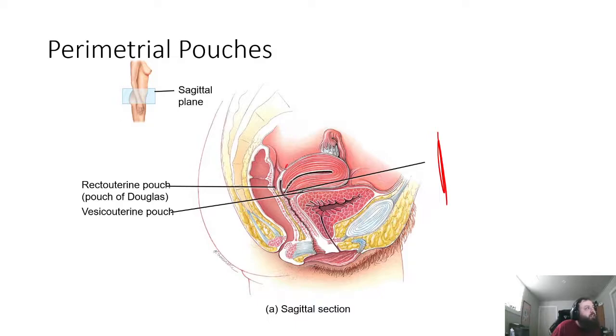So you can see the perimetrium here, and you can see anteriorly it makes this really tiny pouch down here, and that's called the vesico-uterine pouch. And posteriorly, right here, it makes a second pouch called the recto-uterine pouch. And that is the most inferior place, actually, in the pelvic cavity.